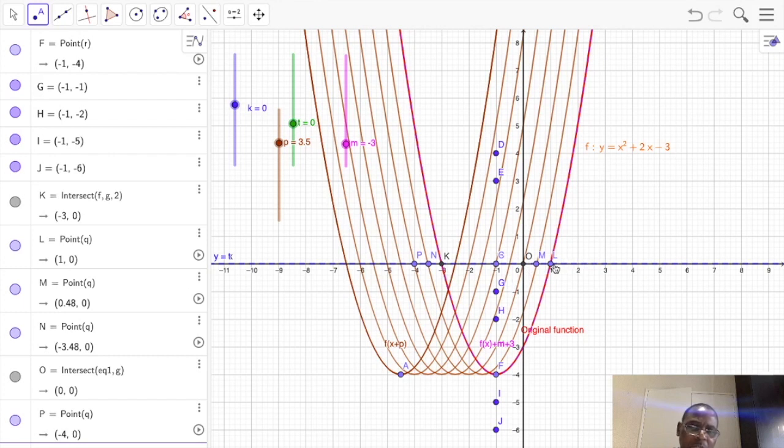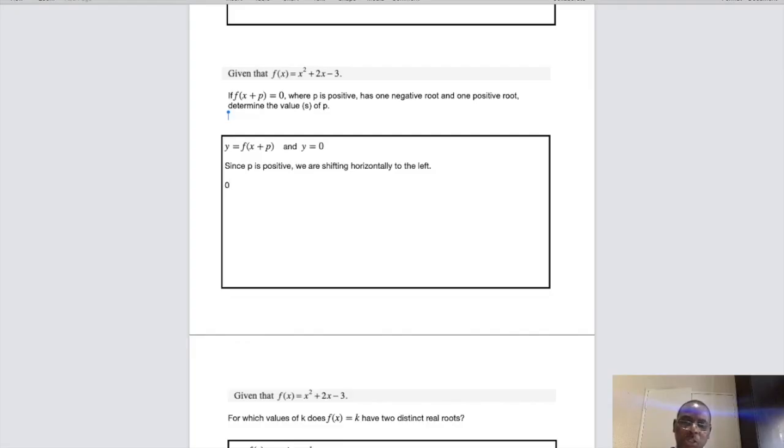But in order for us to achieve that, we need to be careful how many units we will shift it to the left. Can we shift it half a unit to the left? Yes, we can shift it half a unit to the left. We'll get to that point M there. But can we shift it one unit to the left? If we shift it one unit to the left, we'll end up with that point 0, 0. So x is now 0. So even though the other intercept is negative, x equal to 0 is not going to be positive. So we cannot shift our graph to the left by more than one unit. So we need to shift by more than 0 units, but less than one unit.